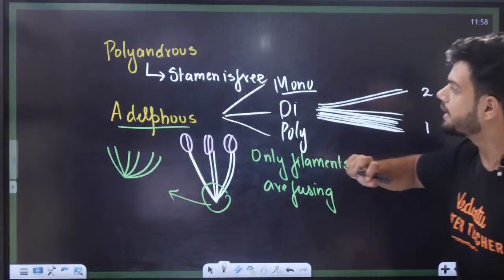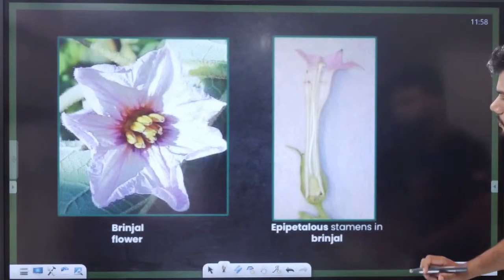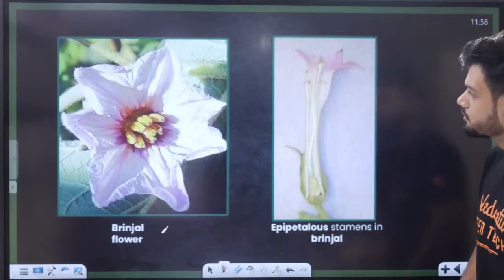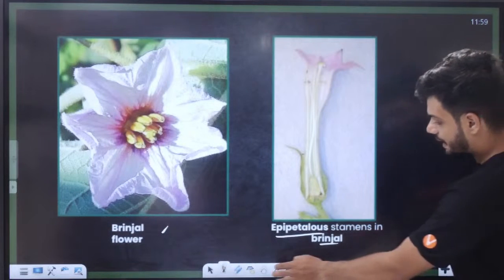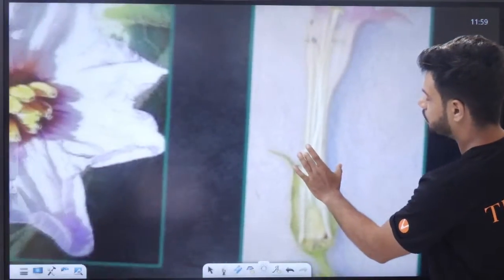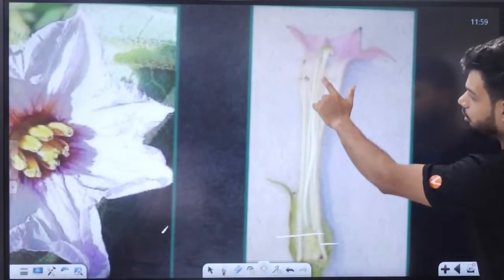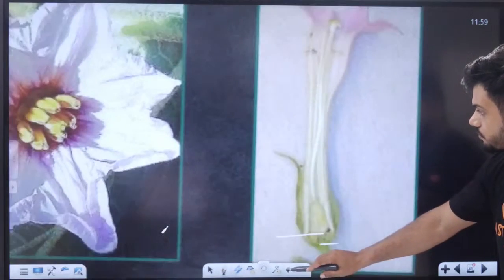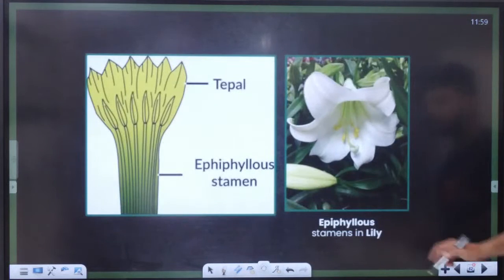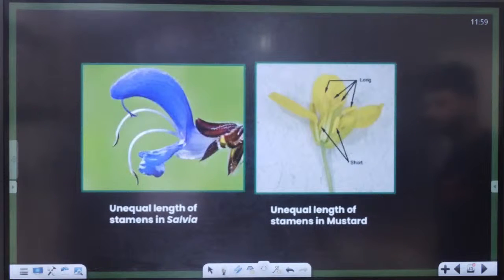This is your polyandrous. It's called free. Stamen is free. See, brinjal flower. This is epipetalous condition in brinjal. If you can see the diagram here, students, all the stamens are fused with the petal. Epipetalous condition. This is lily. Lily has epiphyllous condition with tepal. This is not given in NCERT, so let's skip this.